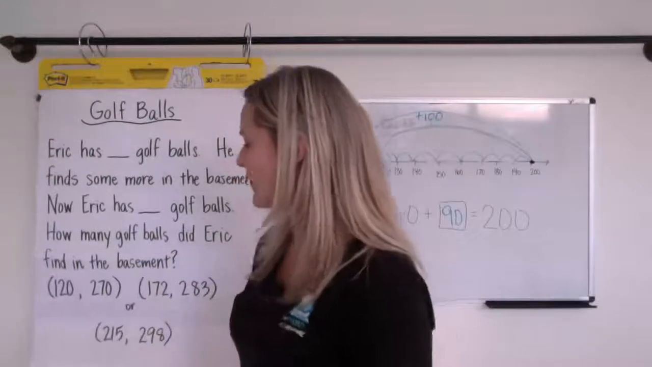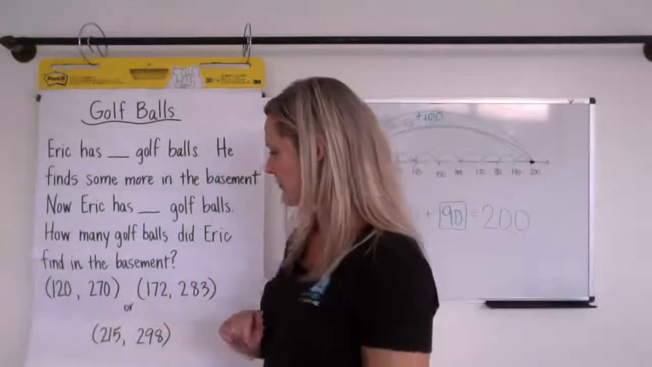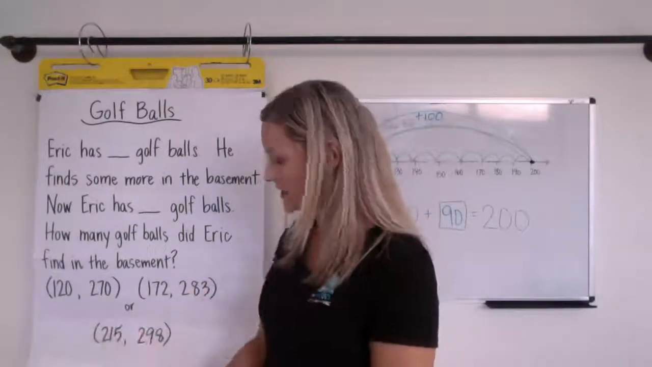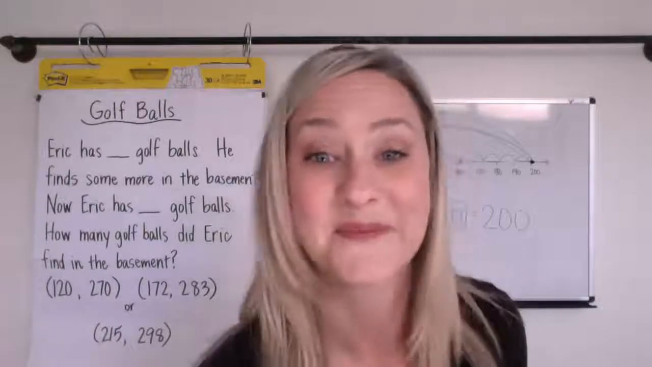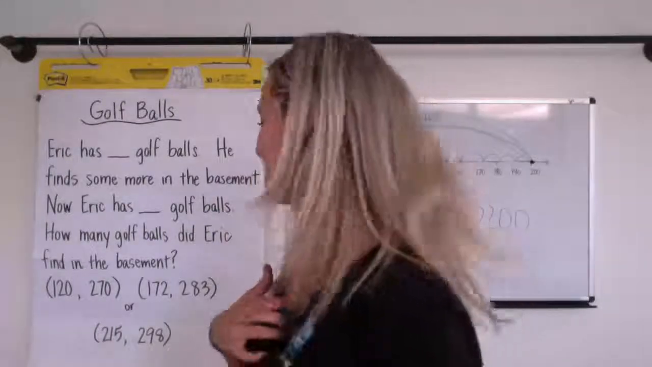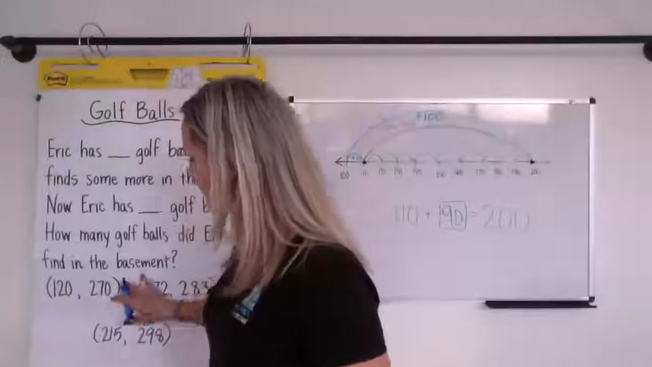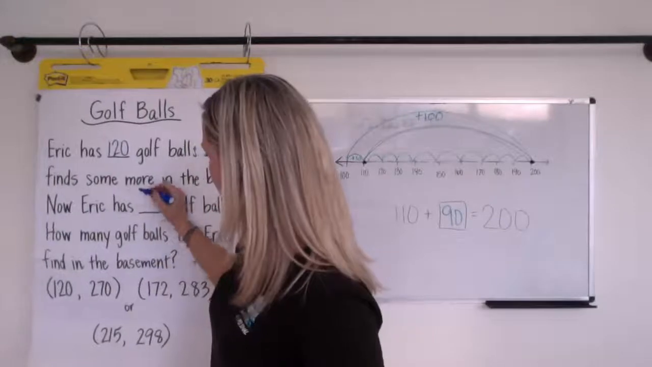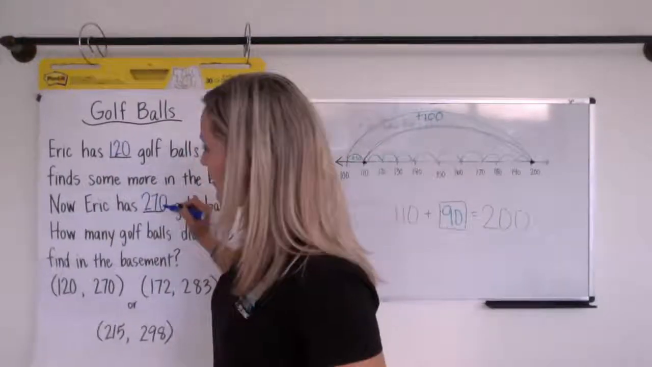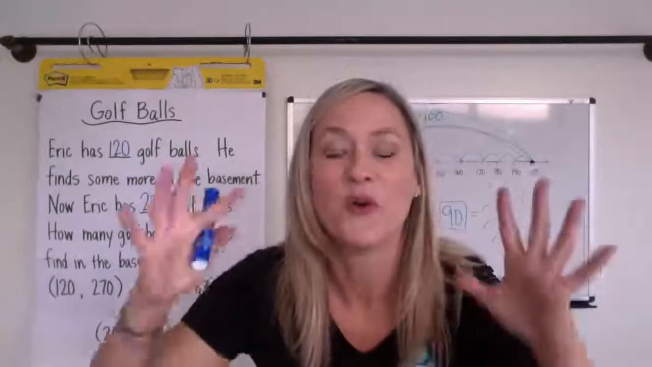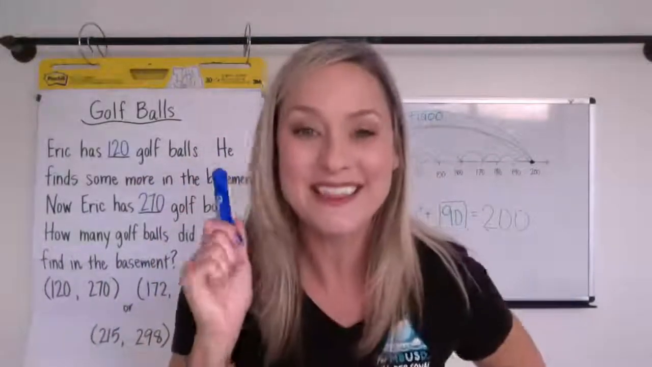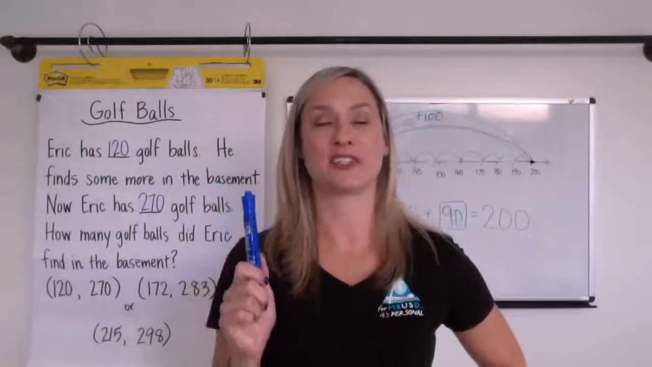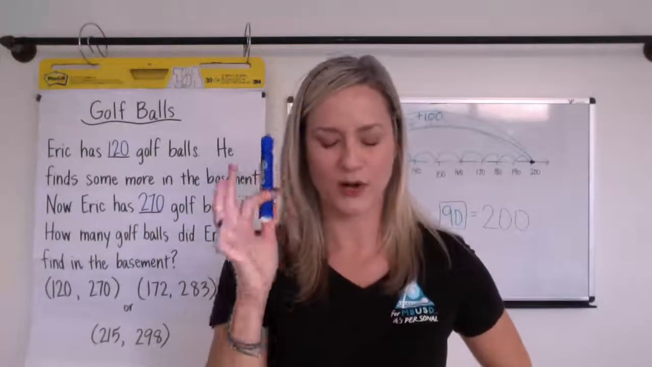We've got 120 and 270, or we've got 172 and 283, or 215 and 298. Now, we have to make sure we're picking our just right number set, right? So if this is your just right number set, that's the one you fill in. 120 and second number 270. Now, second thing to remember, read it back to yourself with the numbers in. Don't forget that part. Third thing, as you're reading, stop to imagine. It's a lot to remember, right?